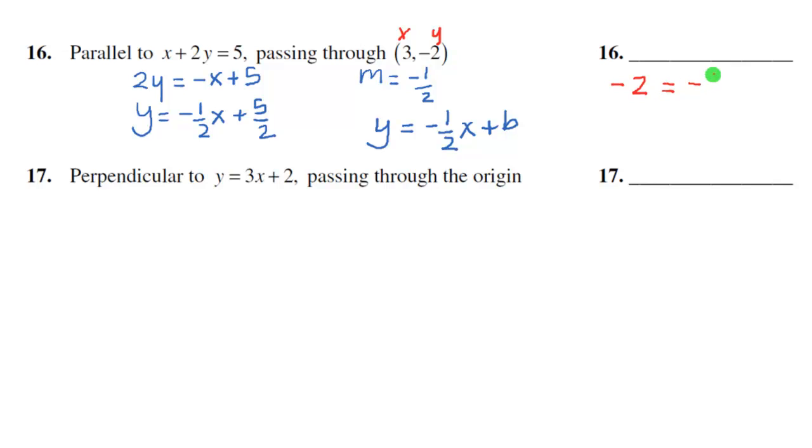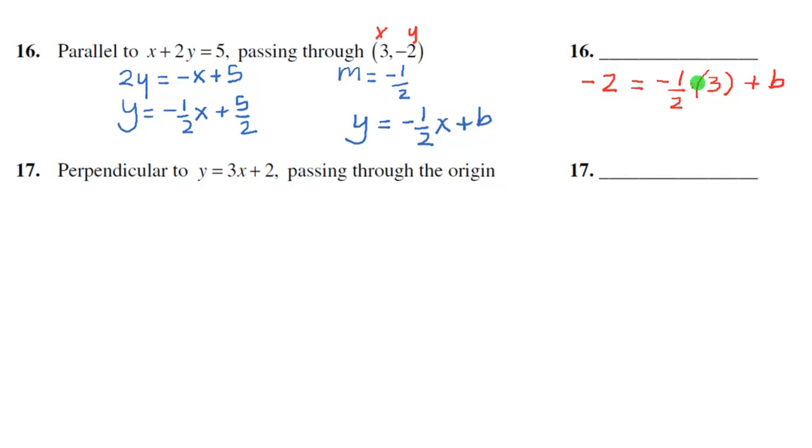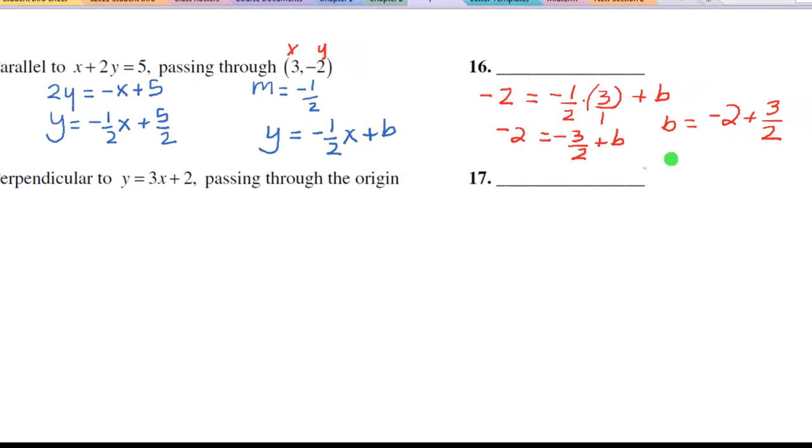So let's see, y is negative 2 equals negative 1/2 times x. x is 3, plus b. And we're solving for b. Now over here, this multiplication is a fraction, so it helps if you put the 3 as 3 over 1 and then multiply across. So you have negative 2 equals negative 3 over 2 plus b. And because we're solving for b, we're going to have to add that 3/2 to the negative 2 so that we can move it over to the other side. So negative 2 plus 3/2.